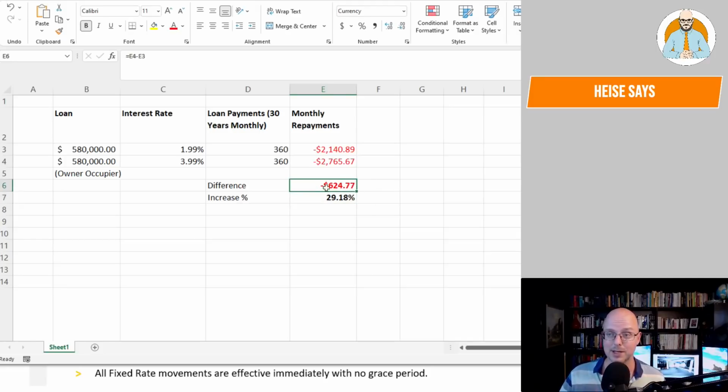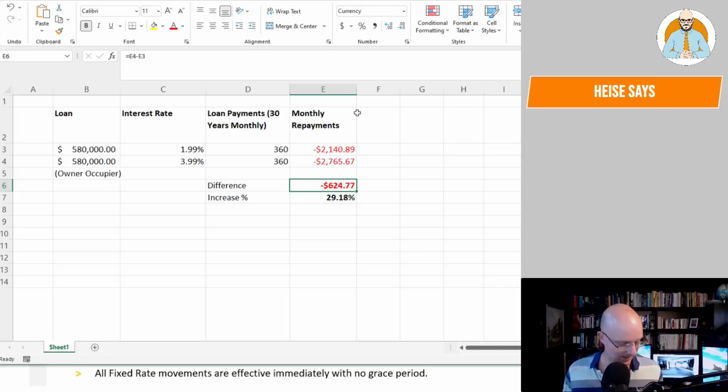Can you afford another $625 a month in mortgage repayments? These are the scenarios that you should be doing, even just rough figures, just to prepare the next few years. Interest rates are going to go up. Are you going to be in a position to handle it?